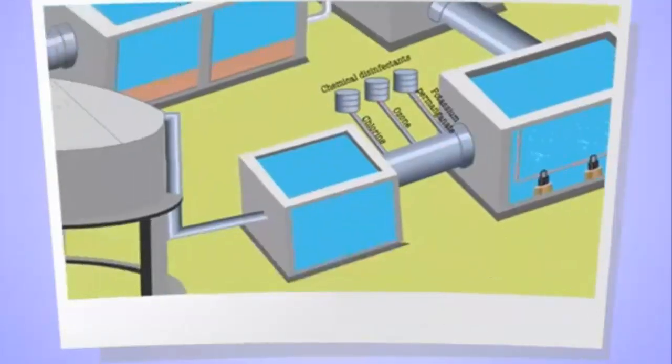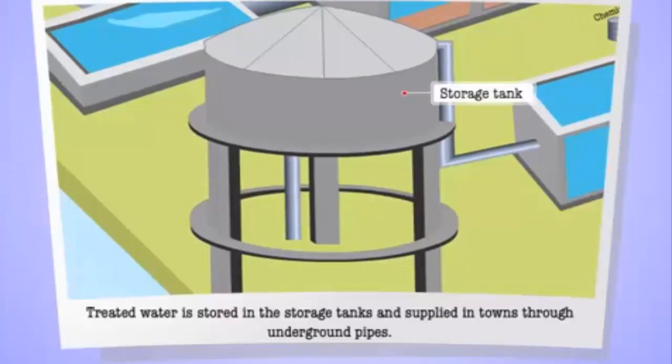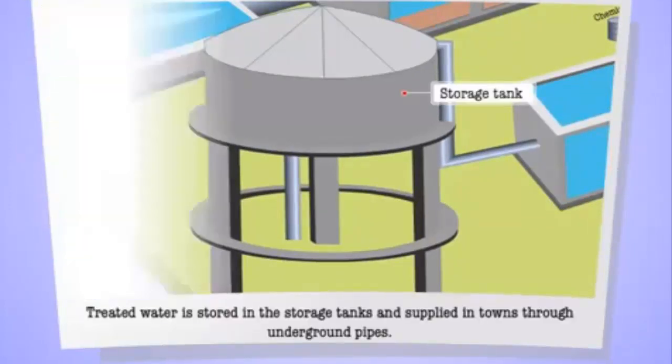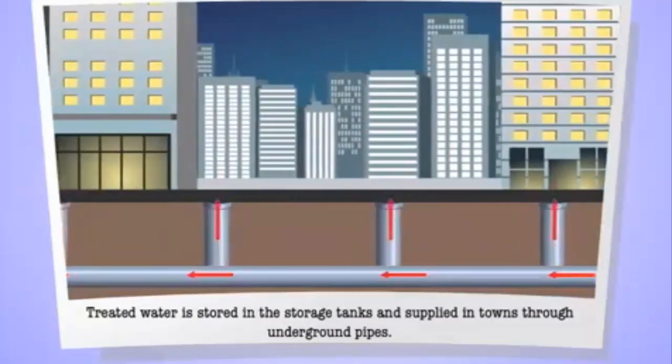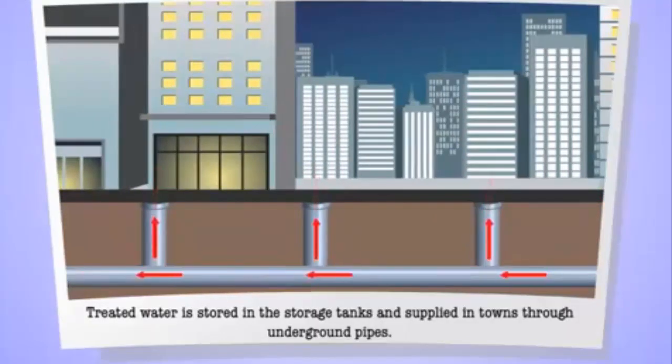What's next? Yes, now the water is purified and ready to drink. This water is stored in the storage tanks and supplied in towns through underground pipes. Thus, water undergoes several processes before it reaches our taps as potable water.